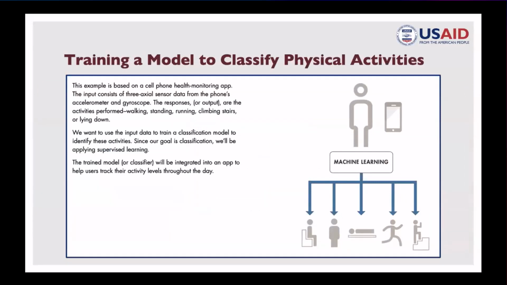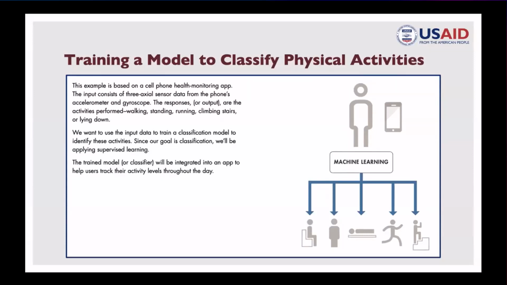First, we train a model to classify the physical activity. Okay? So this will actually build our data set. So for example, we have our cell phone or mobile phones with our health monitoring app. And our phones have integrated sensor devices such as accelerometer and gyro. This will basically sense or collect data in our day-to-day activity, like for example, walking, standing, running, or climbing stairs, or even lying down. So we want to use the input data to train a classification model to identify these activities. And since our goal is classification, we'll try to use supervised learning.